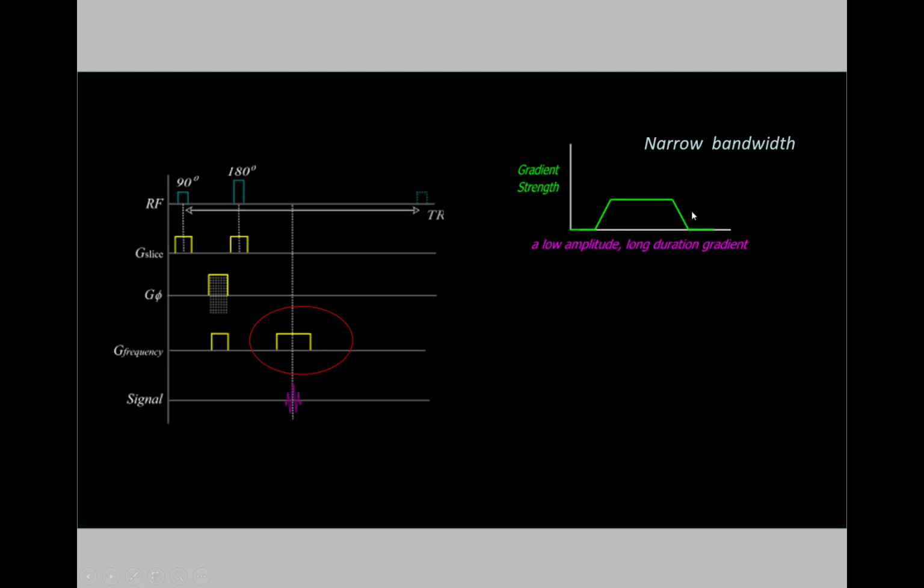Now, if you recall, what's important about a gradient is the total area under the curve. So if a gradient is doing a particular job, which in this case is frequency encoding, we're going to have to achieve a certain area underneath this curve.